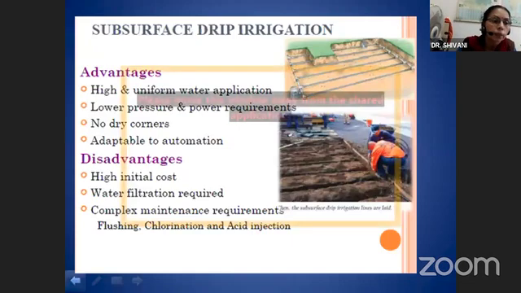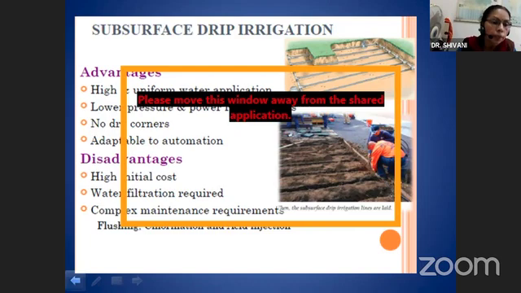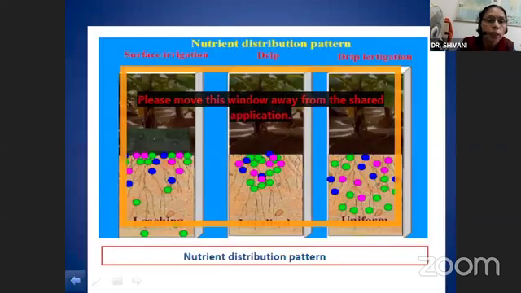These are some of the advantages and disadvantages of subsurface drip irrigation: high and uniform water application, lower pressure and power, no dry corners, adaptable to automation. But at the same time, there are some disadvantages: high initial cost, water infiltration is required, and complex maintenance requirements. Nutrient distribution pattern is also here.